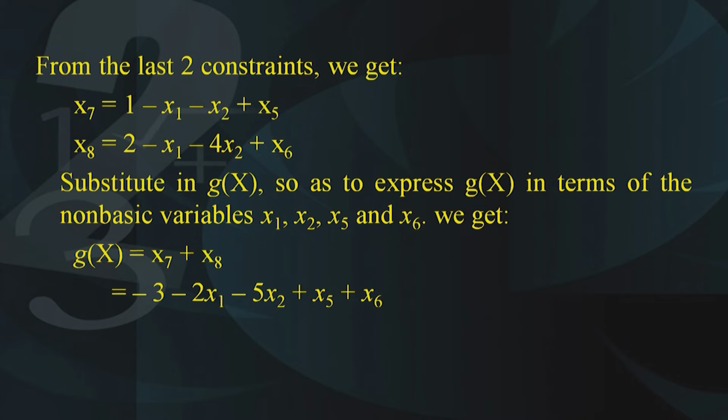Now, we will substitute all this in the temporary objective function g(x), so as to express g(x) in terms of the non-basic variables. What are the non-basic variables? x1, x2, x5 and x6. So, what have we got? The temporary objective function g(x) was nothing but x7 + x8. Using the constraints that we have got, we substitute the values of x7 and x8, and we get the following: 3 - 2x1 - 5x2 + x5 + x6.